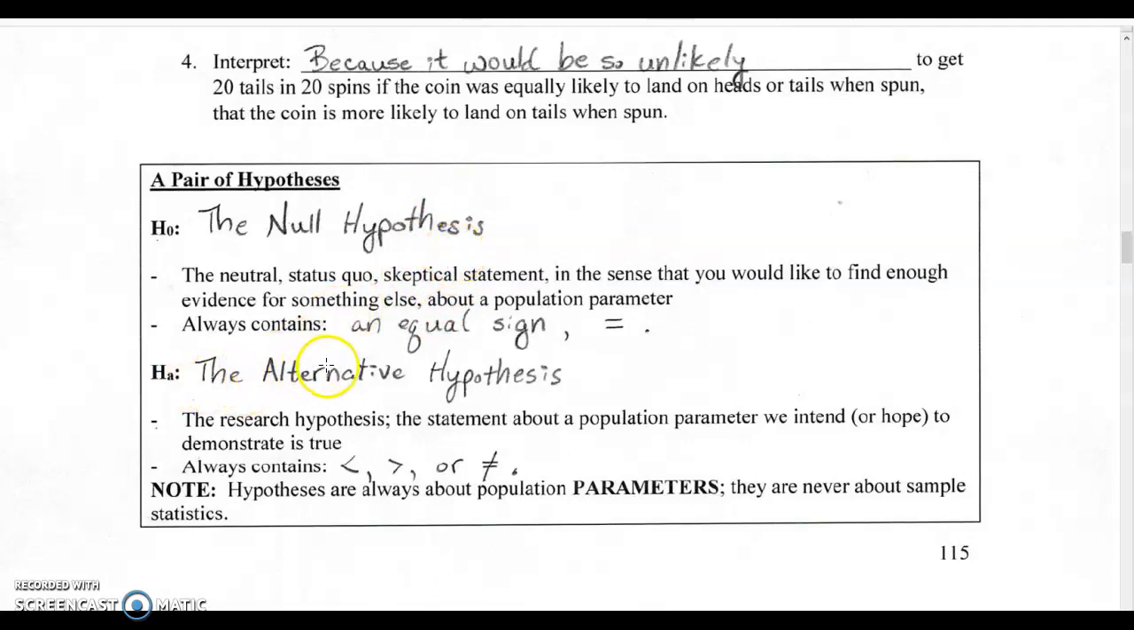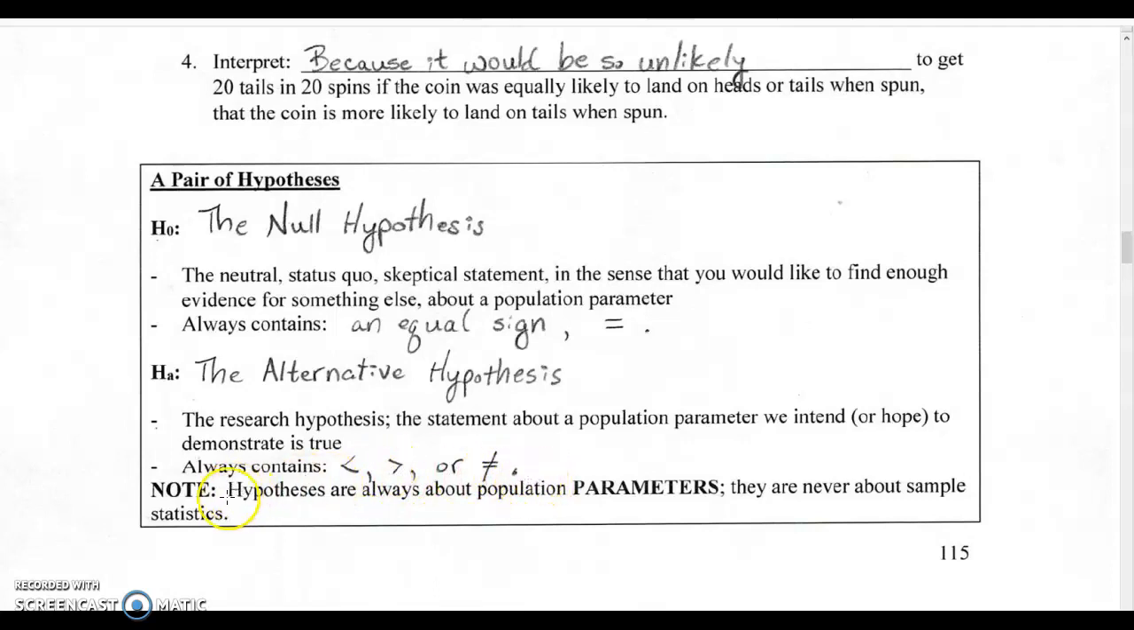Then the alternative hypothesis is something that we actually make hypotheses that we believe our data is going to show us, because we think something funny is going on. Okay? Notice that the null hypothesis will always have an equal sign. That will be very important later, so keep track of that. The alternative hypothesis is, again, the statement about the population pattern we intend or hope to demonstrate is true, and it's always going to contain either a less than sign, a greater than sign, or a not equal sign.